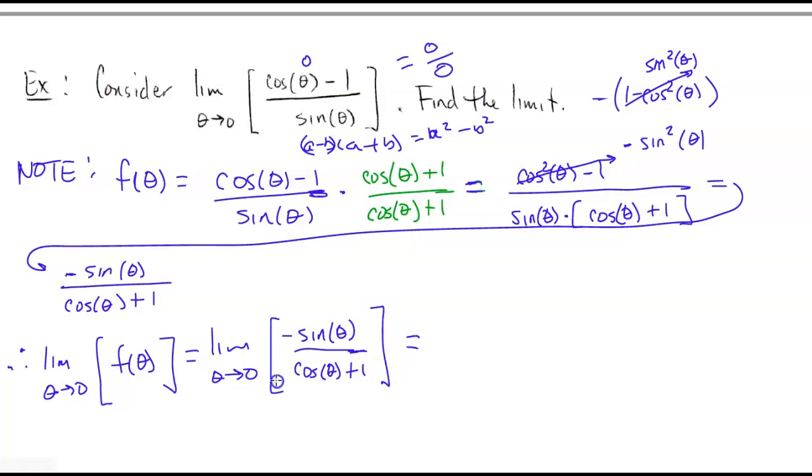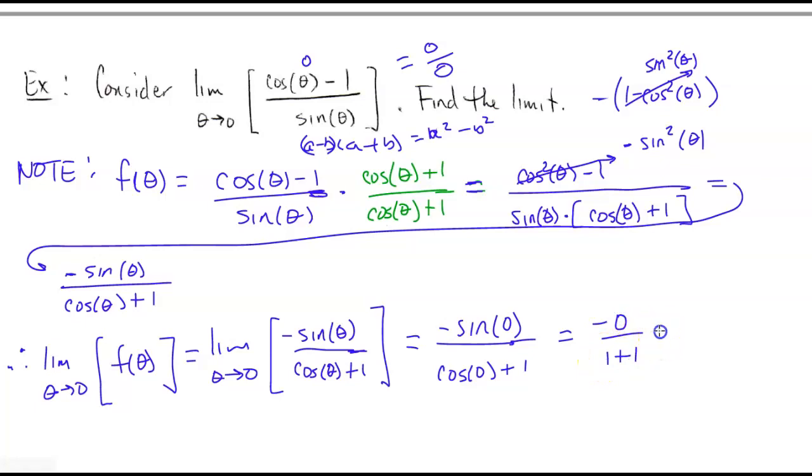And then from here, notice that if I plug in 0 into cosine theta, I'm just going to get 1, and 1 plus 1 is 2. So the denominator is not 0 anymore, so I don't have the issue that I had up here. So I literally just plug everything in, and I'll see that my final answer here just ends up being 0.